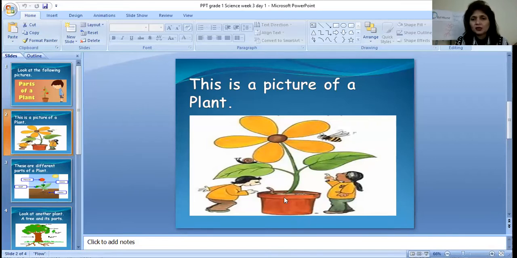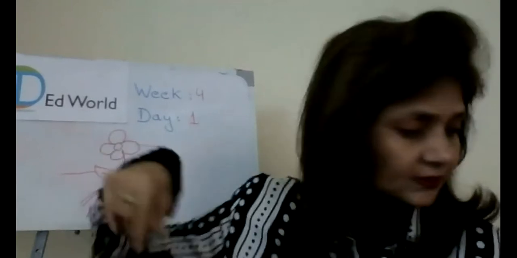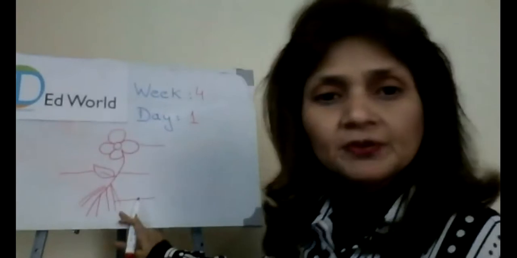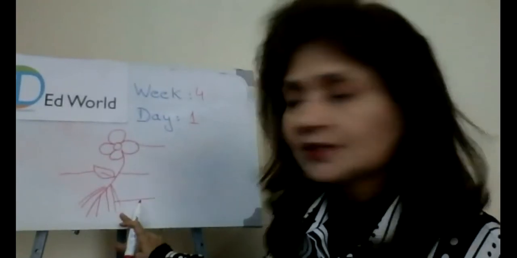All right. So what are these two people looking at? They are looking at the bees, the flower, the tree, the leaves, the stem, right? All the different parts of a plant. So what are actually the parts of a plant? Can you see my plant here? Yes? Okay. Now, can you name this part of a plant? What do we call this?